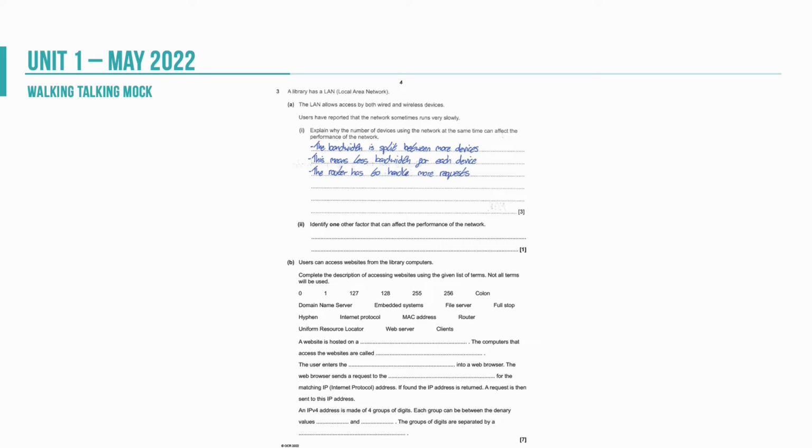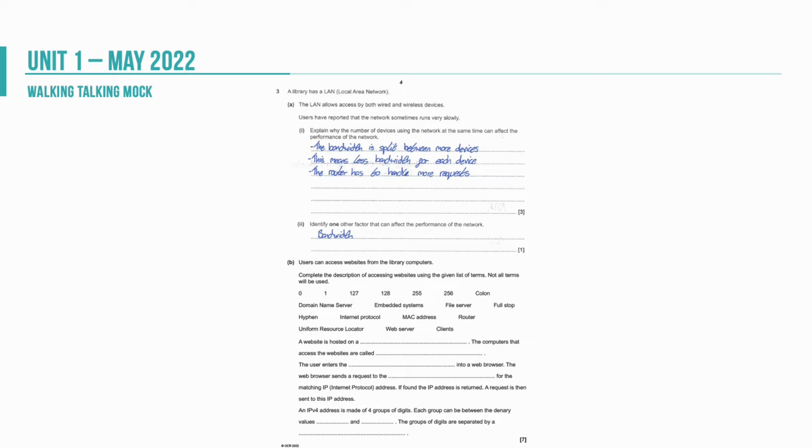I'm asked then to identify one other factor that can affect network performance. There's quite a lot of available answers here. Considering we've already mentioned bandwidth, I'm giving that as my answer. Interference is another popular answer there.